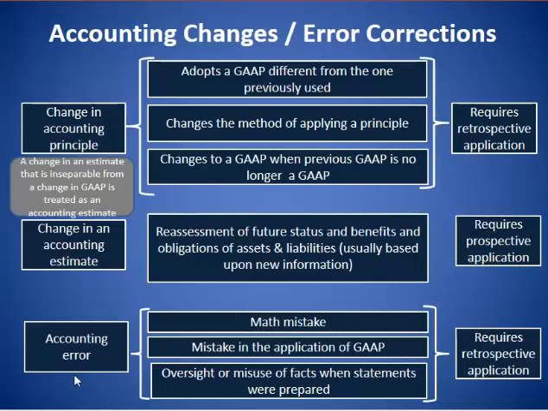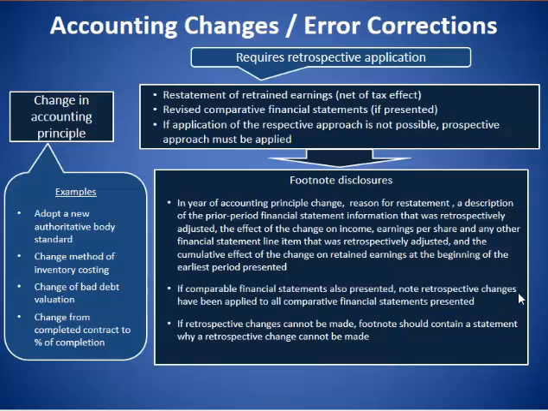The third area is what we call an accounting error, and that can result from a mathematical mistake or a mistake in the application of a particular accounting principle, or the oversight or misuse of facts when statements are prepared. Now, if something falls into the category of an accounting error, it's going to require retrospective application. So let's go ahead and dive a little bit deeper into each of these three categories. We're first going to talk about the change in an accounting principle.